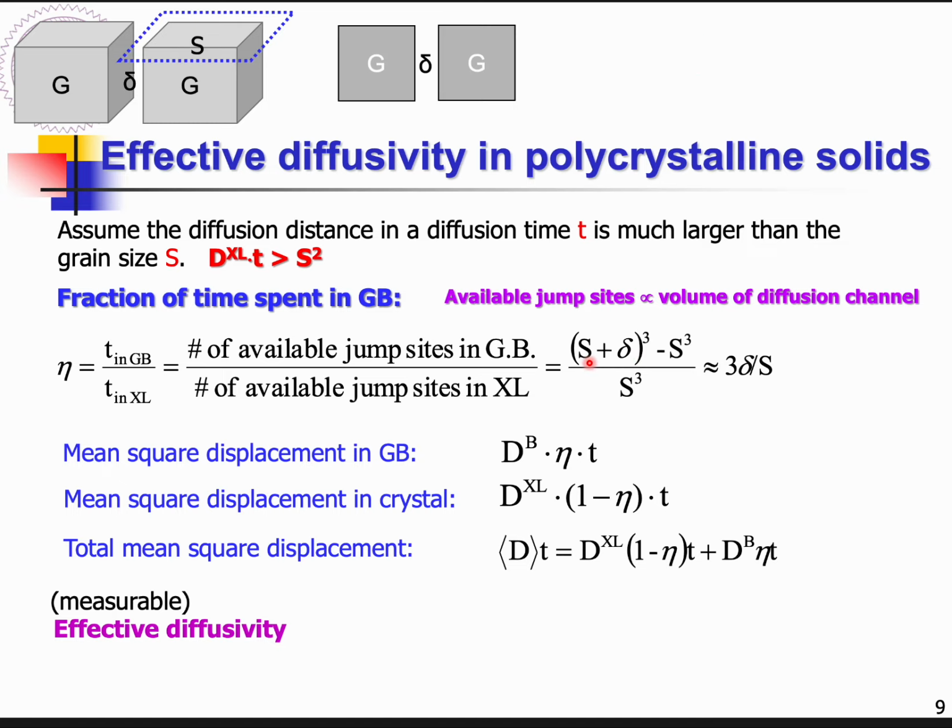Okay, so you can expand (s plus delta) cubed like this. Since s is much larger than delta, you can delete the higher-order terms, so you only have this term left. Subtracting the grain volume, and dividing by s^3 at the bottom, the result will be 3 delta divided by s. And this is the fraction of the atom spending time in the grain boundary versus the time spent in the grain.